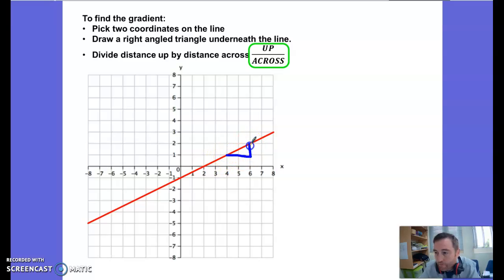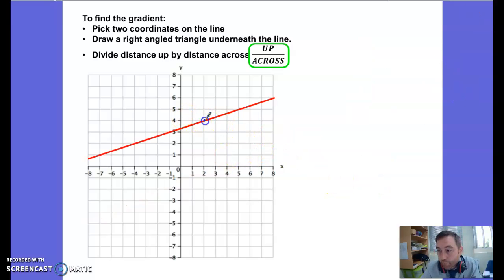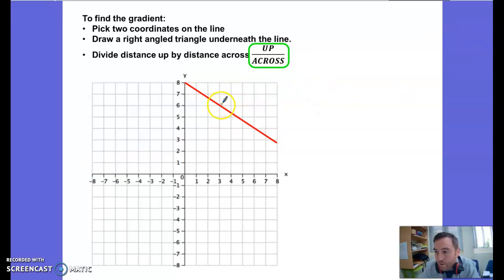And here we have a fractional gradient. This time I go across 2 and up 1. So just be careful, up 1, across 2. My gradient is 1/2, or 0.5 if you prefer. Both the same. That is a gradient of 1/2. Here we've got a gradient of up 1, across 3. So we've got a gradient of 1 divided by 3. That's a third.